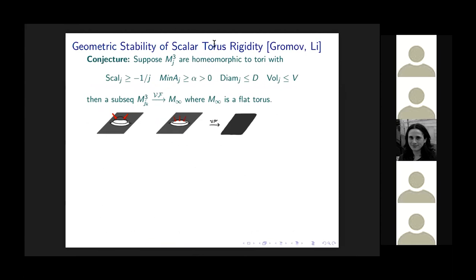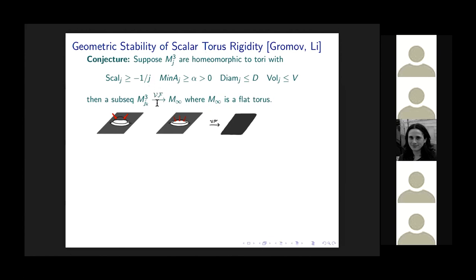Remember, scalar torus rigidity said that scalar curvature greater than or equal to 0, and it's homeomorphic to a torus, was enough to make it a flat torus. So for geometric stability or almost rigidity, we're going to add the min A condition. We force a diameter and volume bound from above. These two are needed to have the Wenger compactness theorem apply. So you'll get a subsequence that converges. The min A is going to keep it from disappearing. And so you get a subsequence that converges to a flat torus.